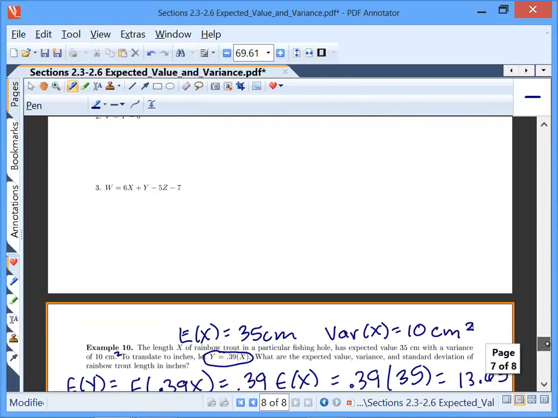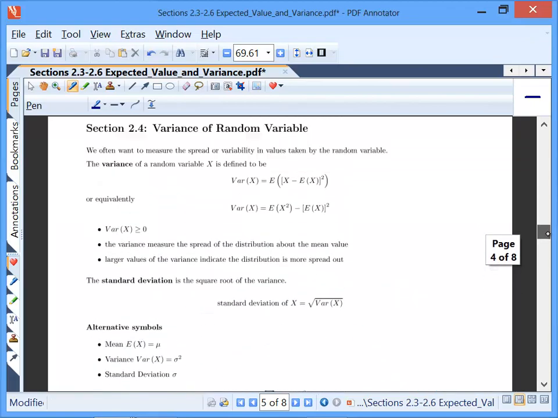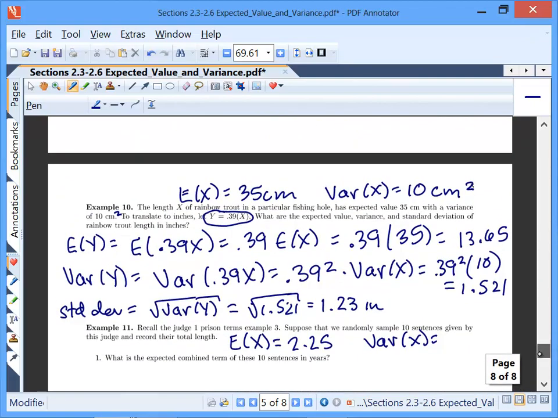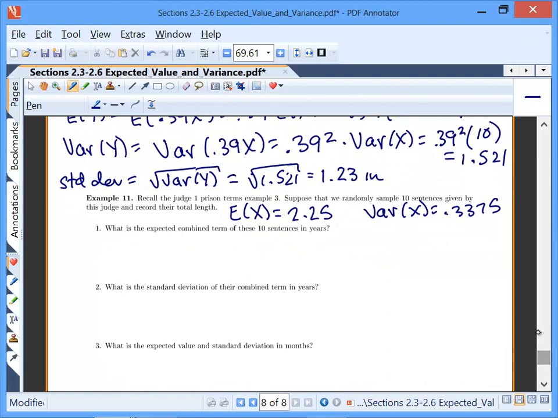Did we find the variance for him? 0.3375. So we looked at it and we said for this judge, the expected length of sentences is 2.25 and the variance is 0.3375. Okay, now that is for one sentence. But here we want to find 10 sentences and record their total length.